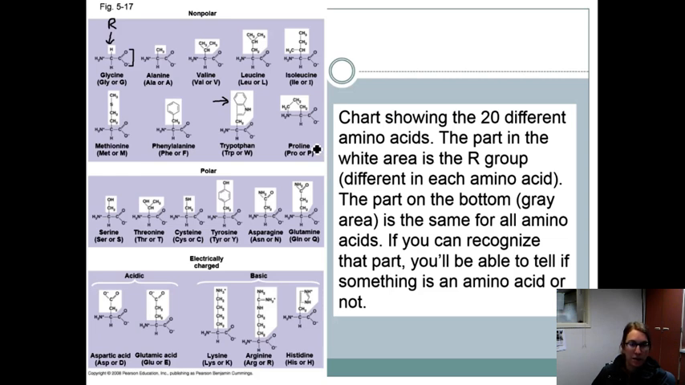I'm not going to make you memorize which one's phenylalanine and which one's tryptophan or any of that. You just have to be able to tell when you look at a picture, is this an amino acid or not? And to tell whether it's an amino acid, you need to know what that bottom part looks like. It's got an N with some H's and a C with some O's.